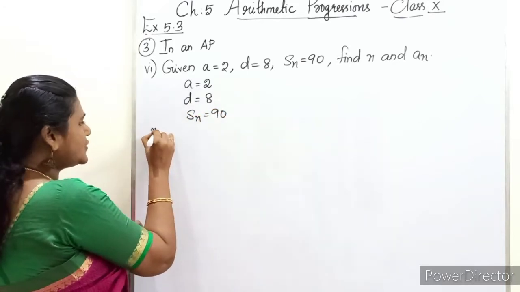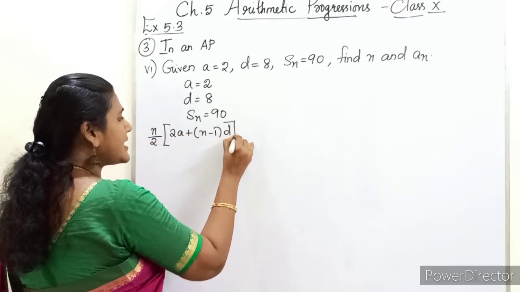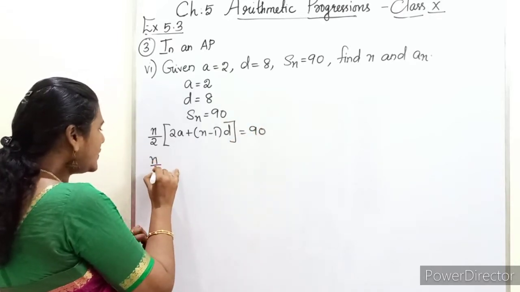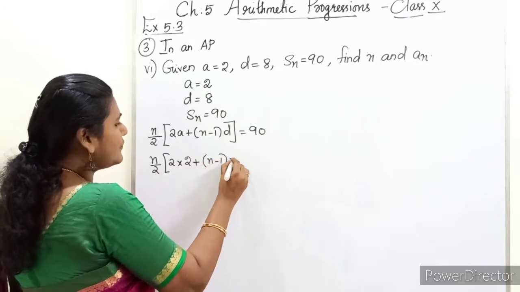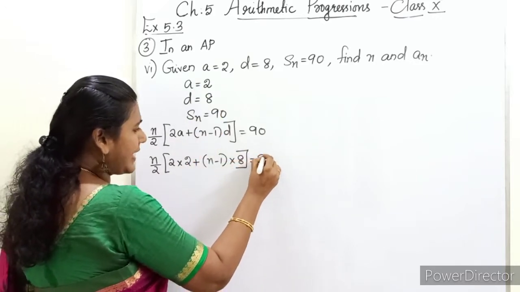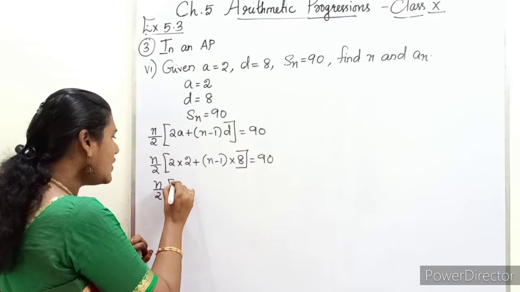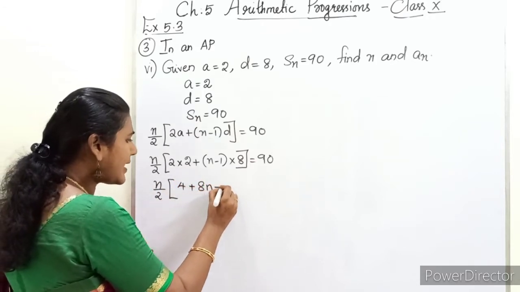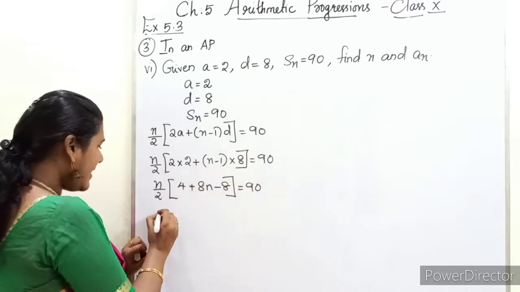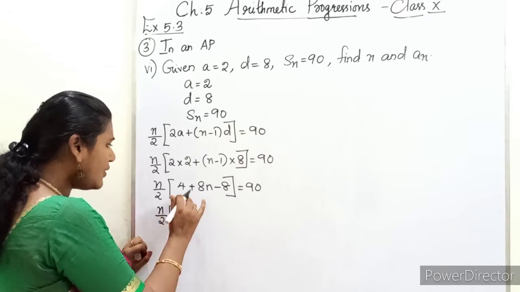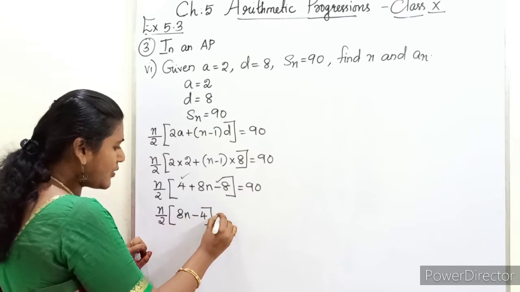So here we will substitute the formula for Sn: n by 2 into 2a plus n minus 1 into d is equal to 90. So n by 2 into 2 times the value of a, which is 2, plus n minus 1 into the value of d, which is 8, is equal to 90. Now we will simplify the expression inside the bracket. So n by 2 into 4 plus 8n minus 8 is equal to 90, multiplying each term by 8. Now again we will simplify. So n by 2 into 4 minus 8 is minus 4, so 8n minus 4 is equal to 90.